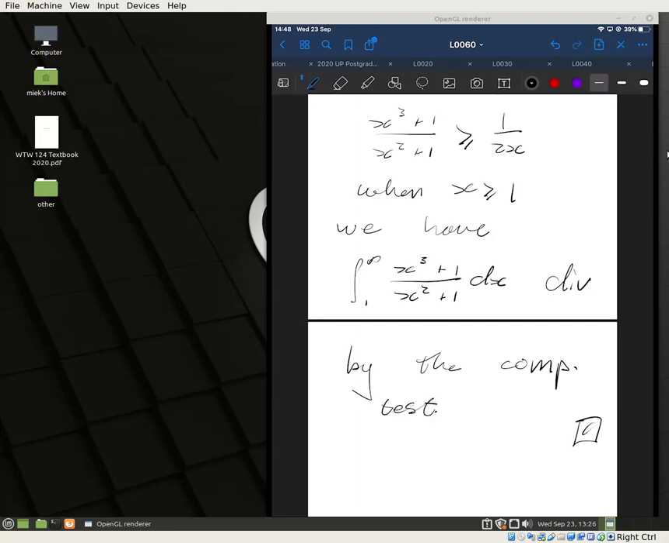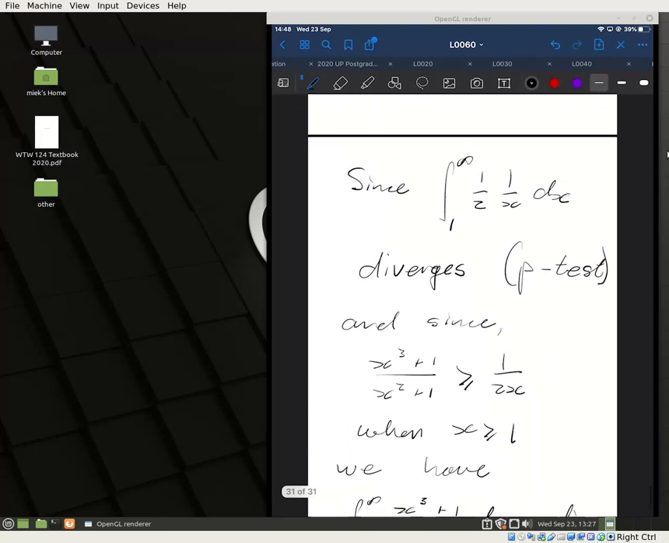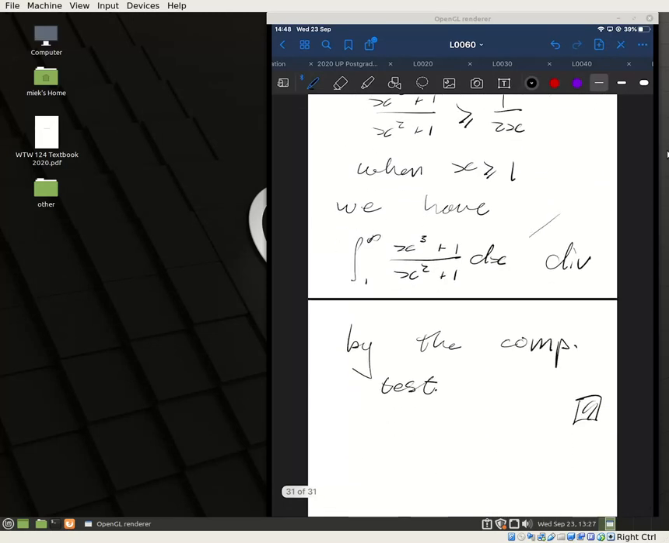Okay, and that is it for this example. Notice here we did not explicitly compute this integral. However, we do not need to. We can use a simpler integral to show that this integral actually diverges.